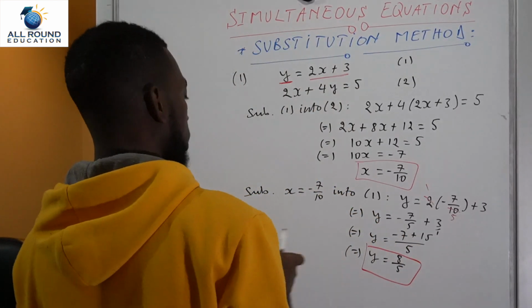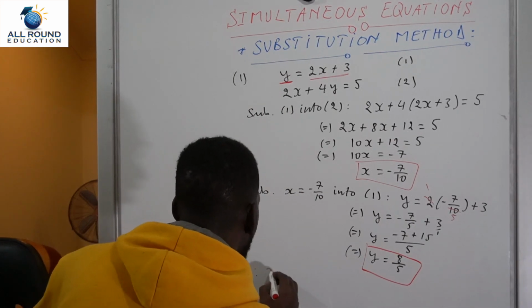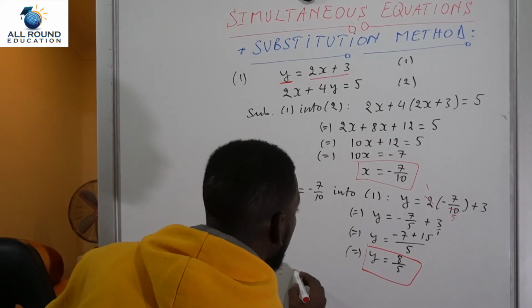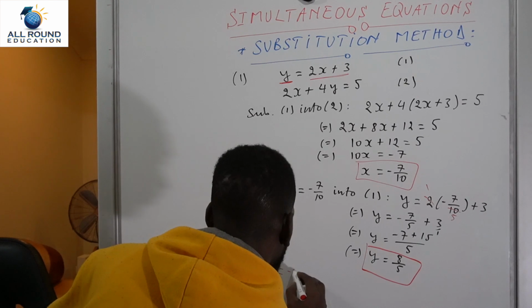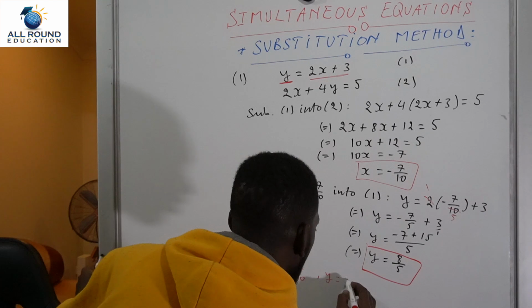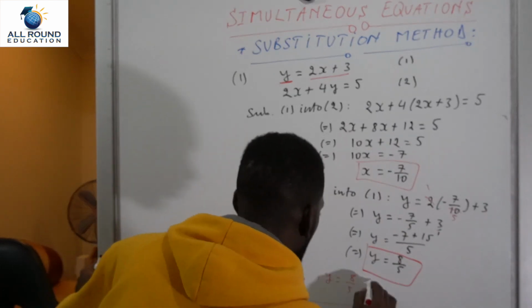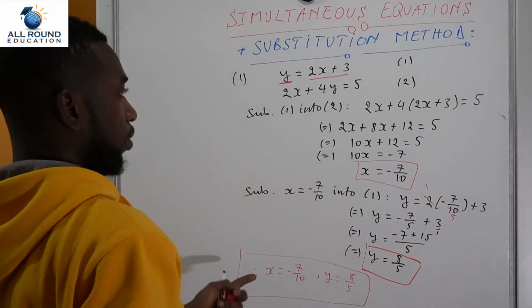Now, those are our two values, right? So you could just say therefore x equals negative 7 on 10 and y equals 8 on 5. And you could double check this.